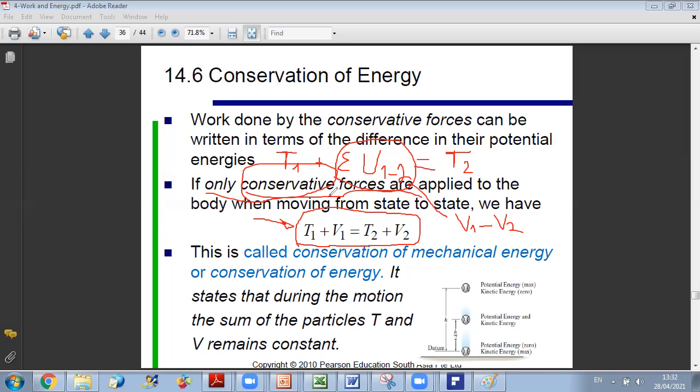Does anyone remember it? We used to add the work of non-conservative forces. Where did we add them? We add plus the sum of work of non-conservative forces. Okay. This is another way, but honestly, I find that in that case you should use work and energy. So in case you don't have all forces conservative, you apply work and energy, or you say that the summation of work of non-conservative forces plus T1 plus V1 equals T2 plus V2. Okay.